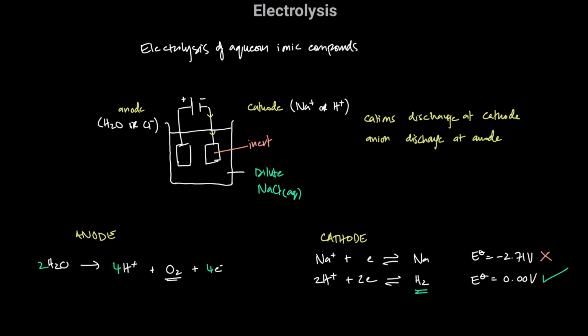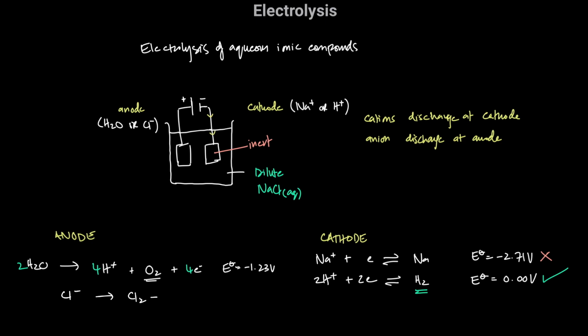This particular half equation has a potential value of negative 1.23 volts. Or we can have chloride ions forming chlorine gas at the anode. So that would be 2 Cl minus making Cl2 plus 2 electrons. And this has a value of negative 1.36 volts.